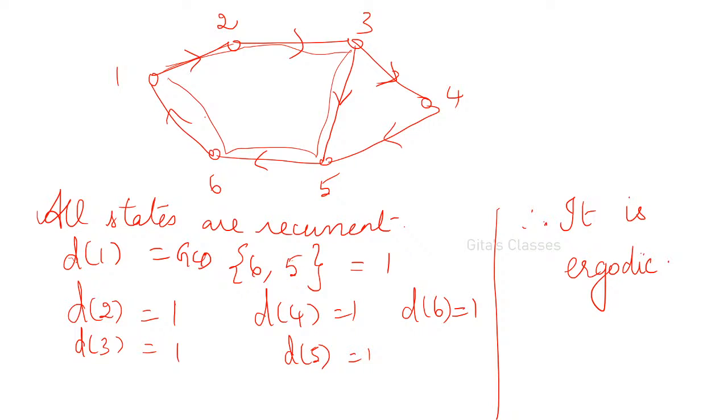D of 2 is 1. Correct. Got it? Similarly, for all the states, you will get 1 only. That means what? All the states are aperiodic. So, all the states are recurrent and aperiodic. And we know that this is an equivalence class. You will have at least one equivalence class. That relationship is a recurrence relation.